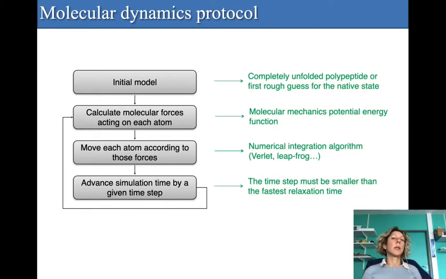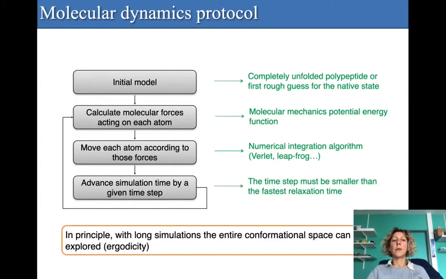So you may start from a completely unfolded polypeptide, or from some initial guess. You need a numerical integration algorithm to advance at each step, and you need to have a time step that is smaller than the fastest relaxation time you have. So what typically is done is to freeze the interactions that involve the hydrogen bonds, because these have a very fast relaxation time. So typical time steps are of 2 femtoseconds, 1 to 5.